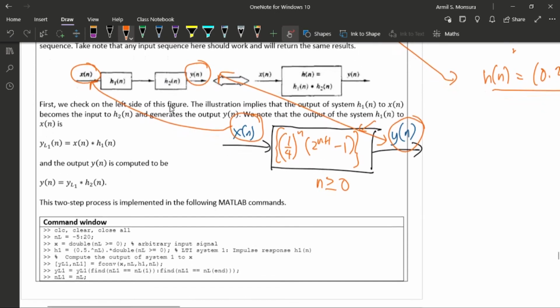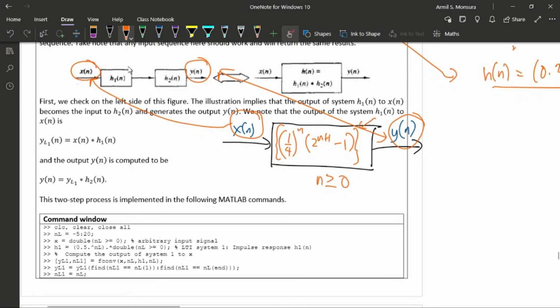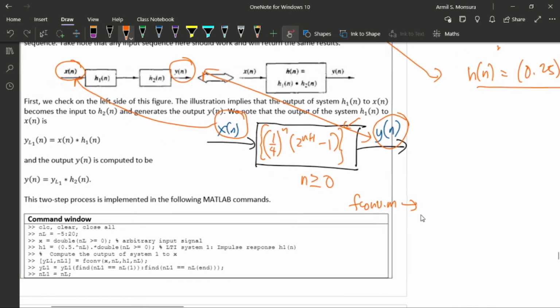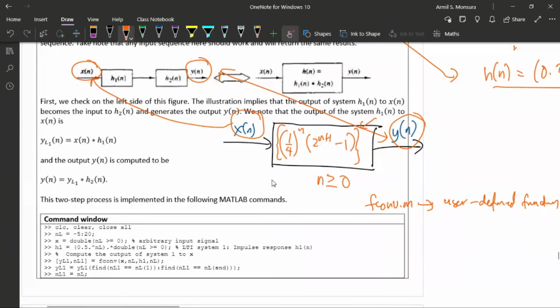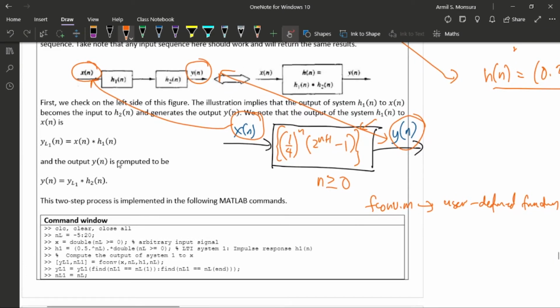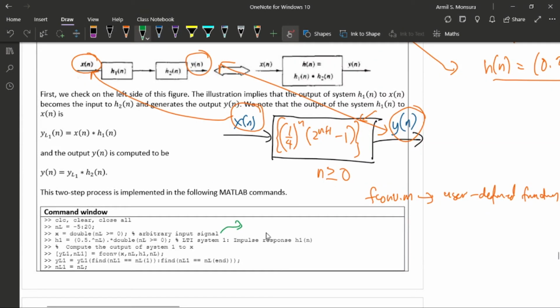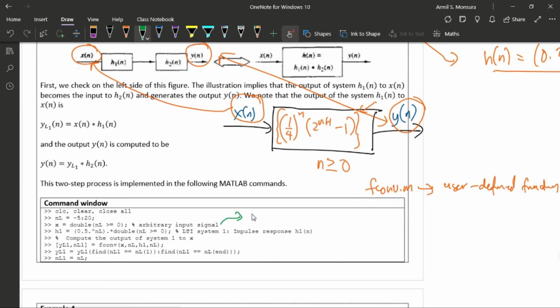Okay, so ayun, in both cases, we will be using numerical convolution, using the function fconv.m. Again, if you can remember, this fconv function is a user defined function, which is provided to you already. So here, the arbitrary signal that I used in this endeavor is simply a unit step signal. So yung xn na ginamit dito is simply u of n.